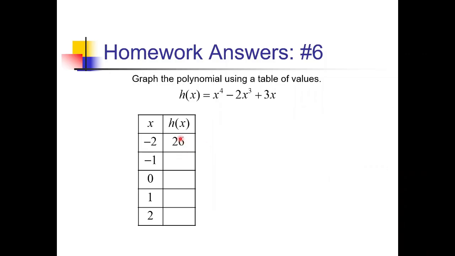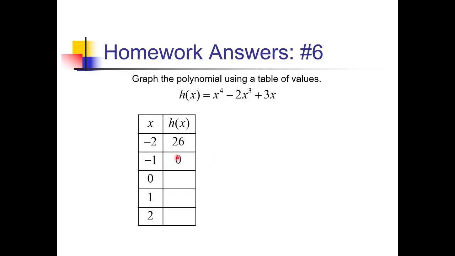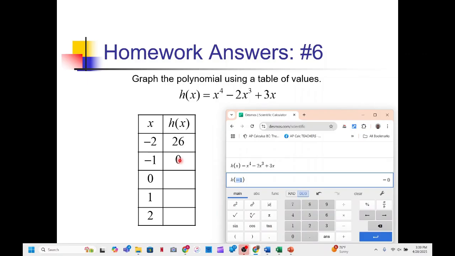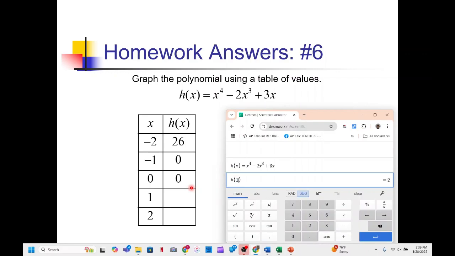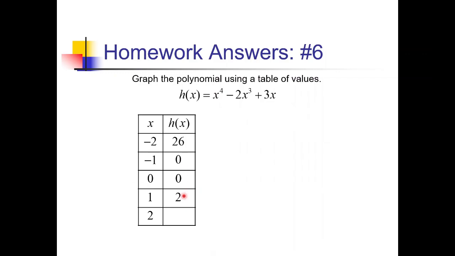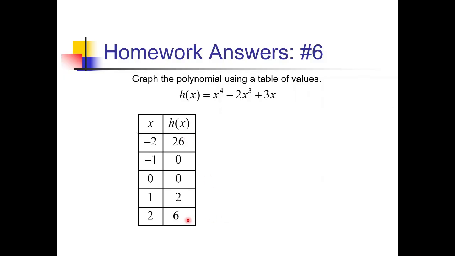It's kind of a high value for one of these tables. And then we'll do -1. That's coming out to 0, so that's quite the jump. And then plugging in 0, we get 0 again. Very interesting. Plugging in 1 gives us 2. So these are all very small values compared to that first one. And then let's see what happens if I plug in 2. That's coming out to 6.